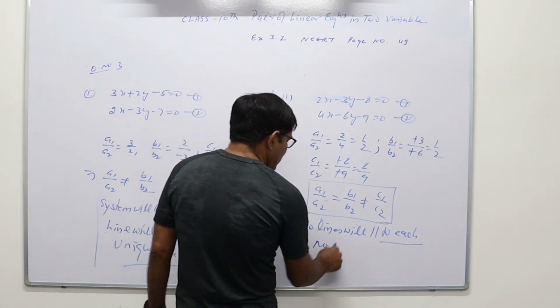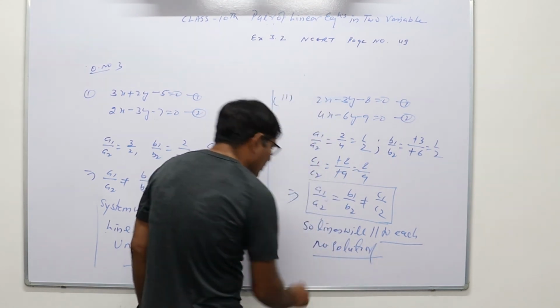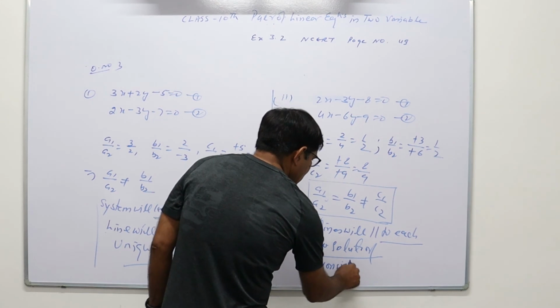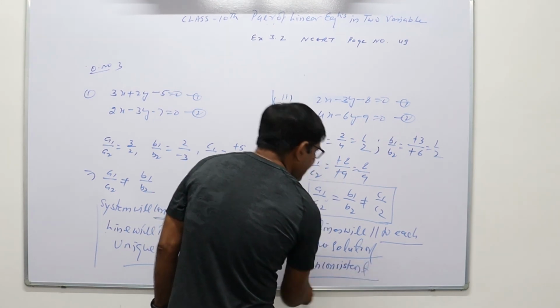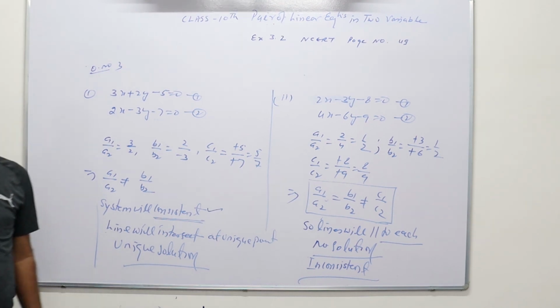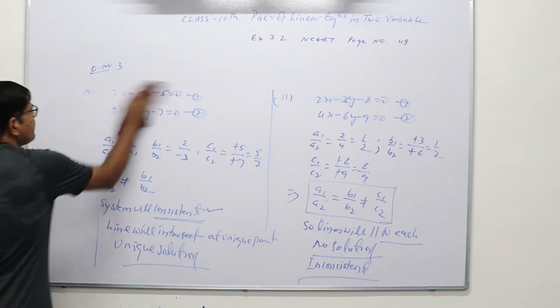So no solution, and system कौन सा होगा? Inconsistent. Only one condition: when lines are parallel, then system will be inconsistent. So this is the question number 2. Let us see the question number 3.